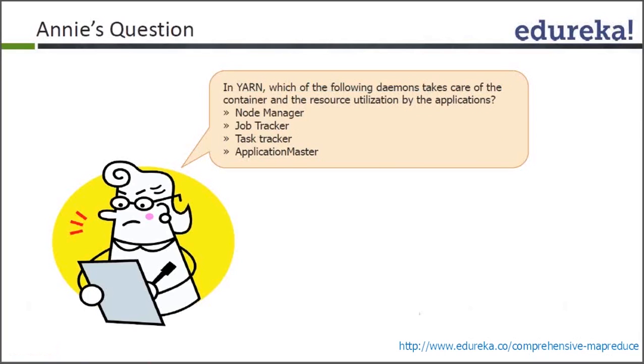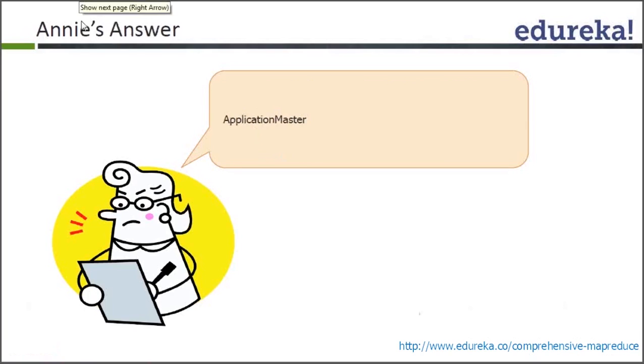In Yarn, which of the daemons takes care of the container and the resource utilization by the applications? Look at the word applications. Focus on the word applications over here so that your concepts will be clear. Who will take care of the containers, that is your map and reduce containers, and the resource utilization by the applications? This should be very clear. It is actually the application master.